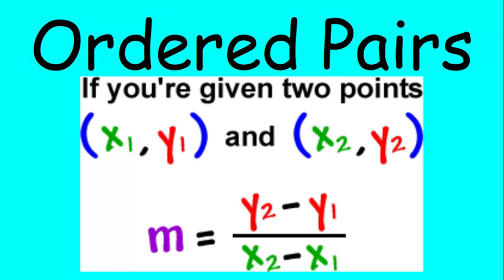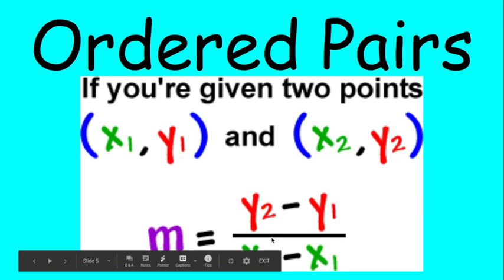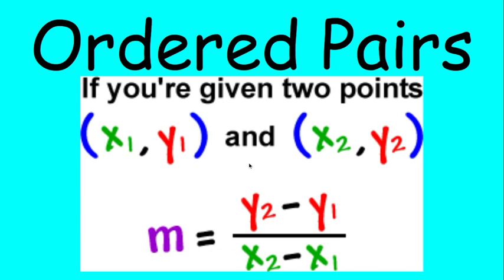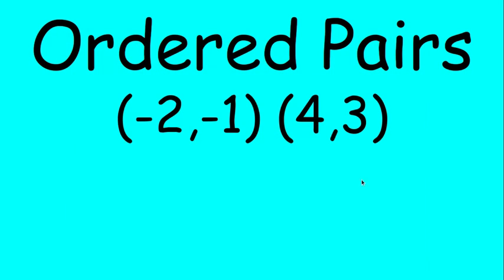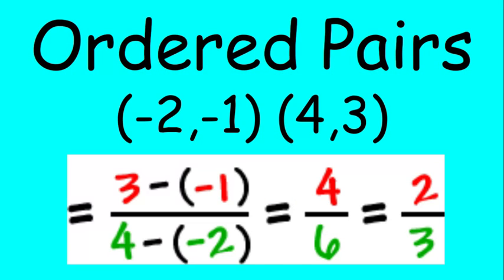If you're given 2 points on the line, x1 and y1, and then x2 and y2, we can use our slope formula, which is m equals y2 minus y1 over x2 minus x1. There we go. Now that disappeared, you can see it better. y2 minus y1 over x2 minus x1 is the way we compute slope. So here's our ordered pairs.